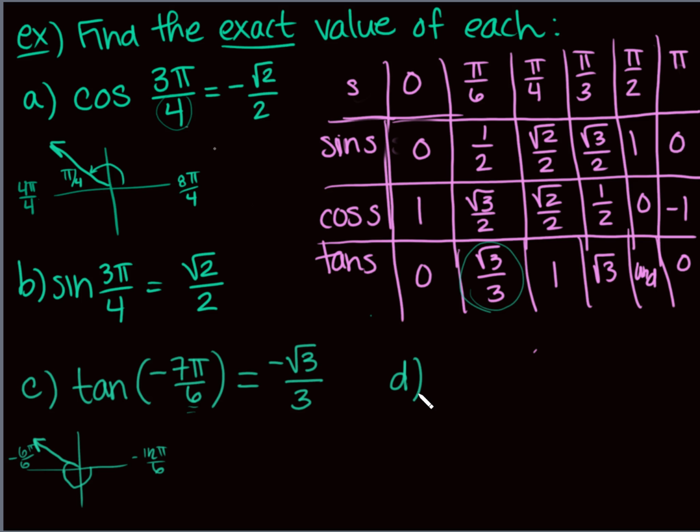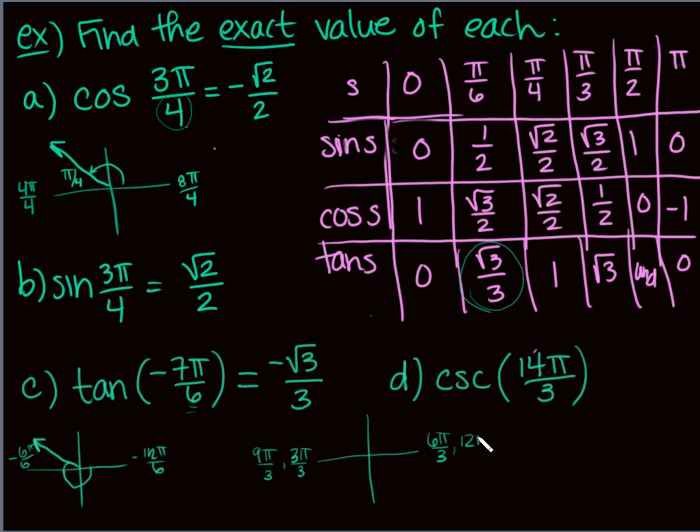Okay, one more and then I'm going to let you go. What if we wanted something like cosecant of, how about 14 pi over 3? Oh, this is going to be crazy, you guys. So 14 pi over 3. I know my reference angle is pi over 3, so let's see what's happening with pi over 3. This would be 3 pi over 3. This would be 6 pi over 3. Add another 3, this would give me 9 pi over 3. Add another 3, this would give me 12 pi over 3, which makes sense. That's 4 pi.